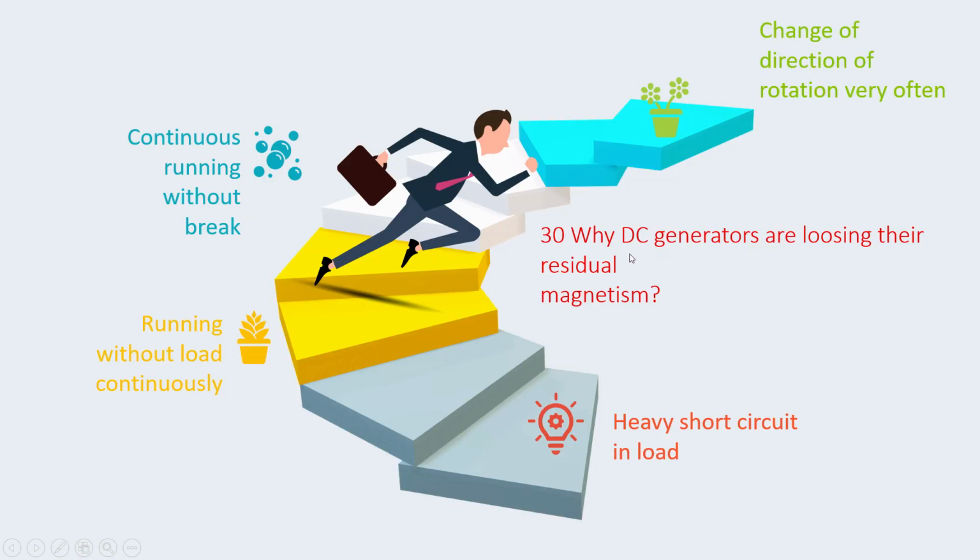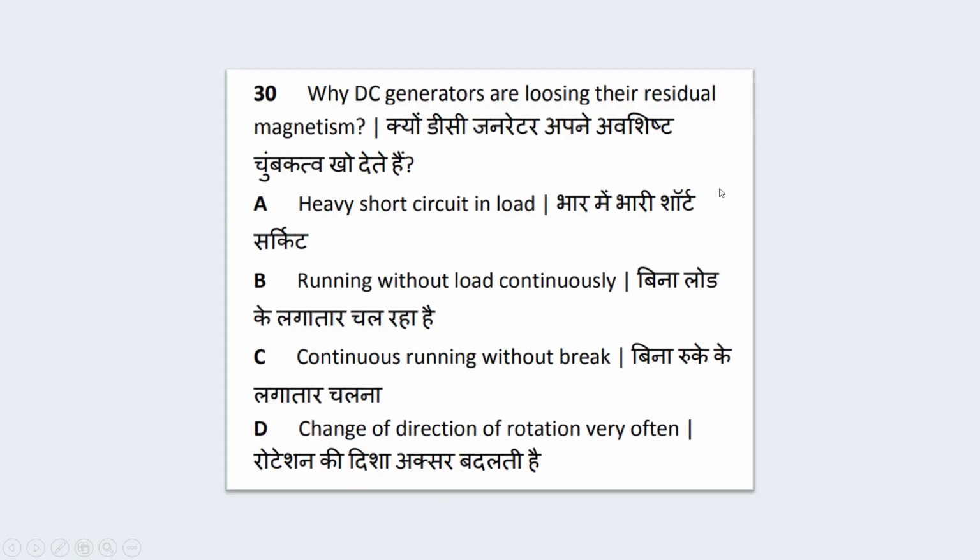Why do DC generators lose their residual magnetism? Heavy short circuit in load, running without load continuously without break, change of direction of rotation very often. The answer is change of direction of rotation very often.